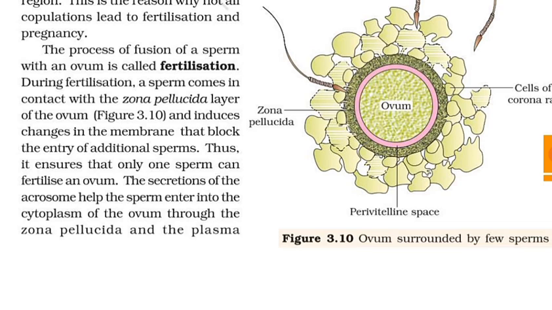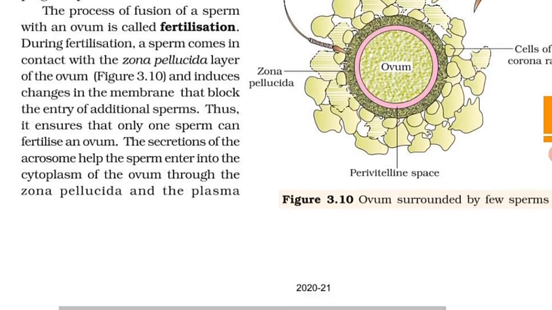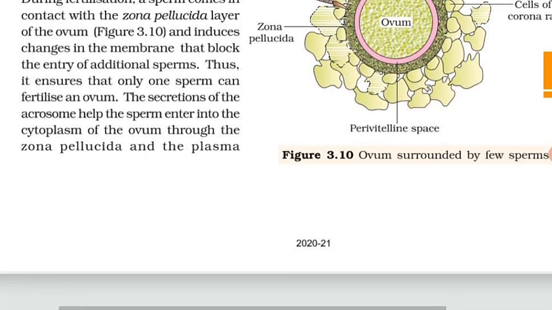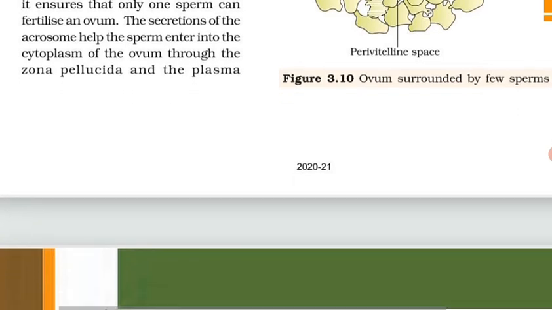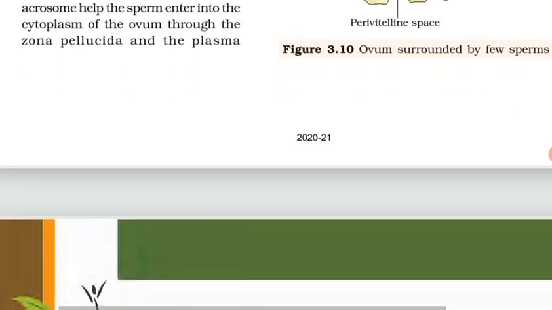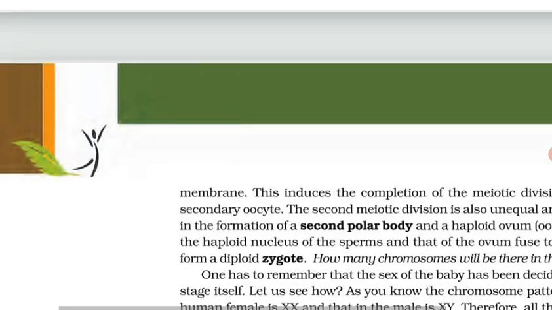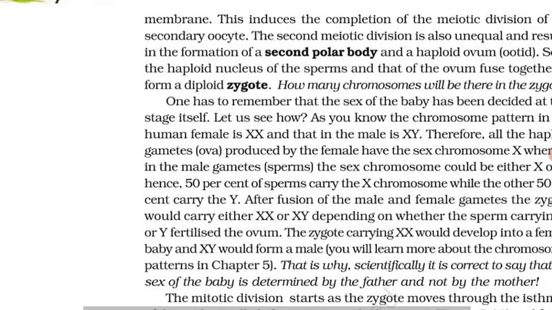After the fusion of the male and the female gametes, the zygote would carry either XX or XY, depending on whether the sperm carrying X or Y fertilize the ovum. The zygote carrying XX would develop into a female baby and XY would form a male. You will learn more about this in the chromosomal pattern in chapter 5. Okay? That is why scientifically it is correct to say that the sex of the baby is determined by the father and not by the mother. Okay? Clear?